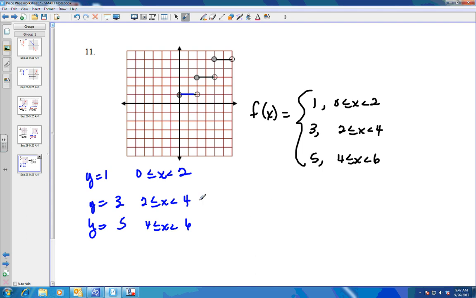All right, that's it. Make sure you correct all the problems that you've got wrong and make sure that they're all completed. You're going to turn this in to me tomorrow.